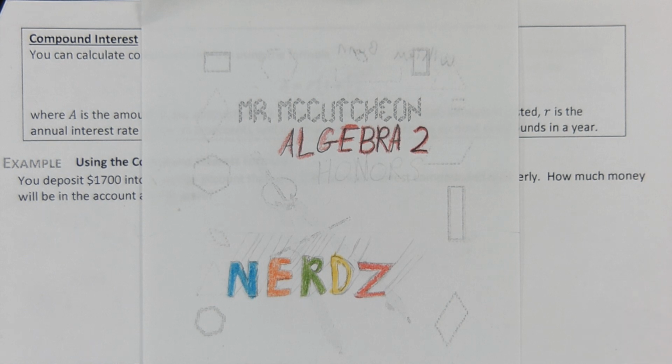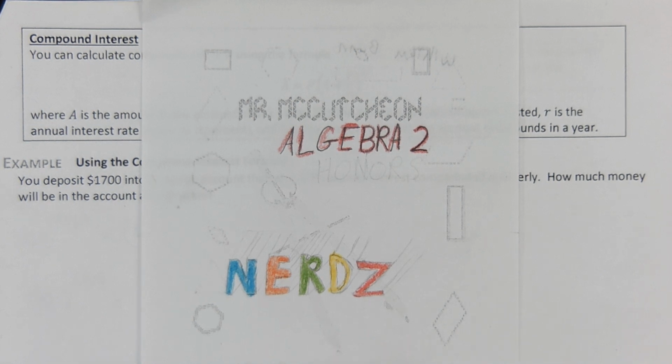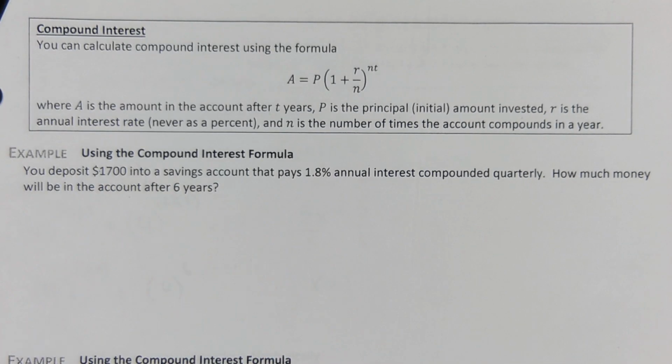Welcome back, nerds. We're going to go ahead and finish up the, what was it, 7.2 notes? The lesson's called Solving Exponential Equations, which is really strange because that's not what we're going to be doing today. Today we're actually going to be talking more real-world mathematics, more money, talking about compound interest.